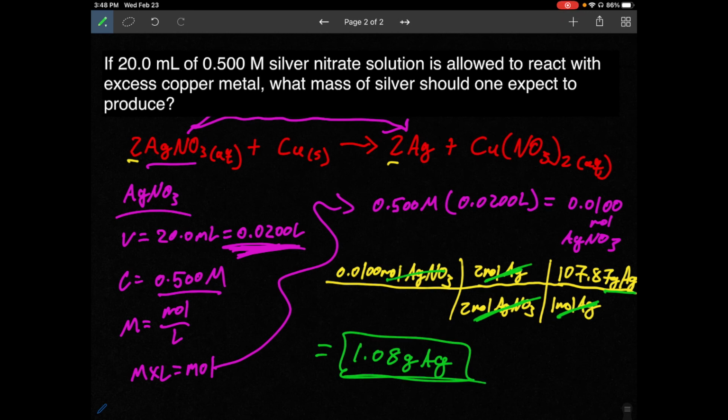Hope this is helpful. This is just an introductory look at using the idea of molarity, of concentration, to perform stoichiometric calculations. Next time, I'm hoping to make a video using maybe 2 solutions in a double replacement reaction, and we'll look at some limiting reactant problems using molarity.